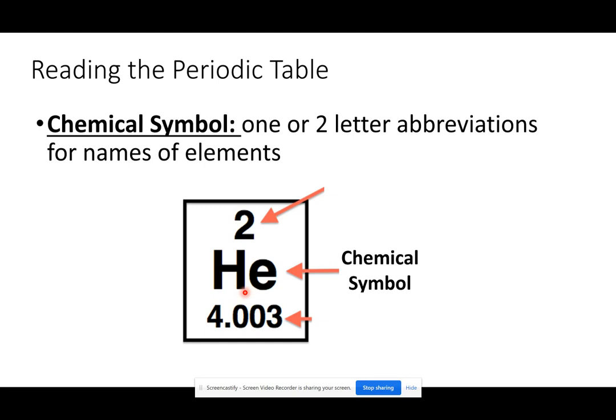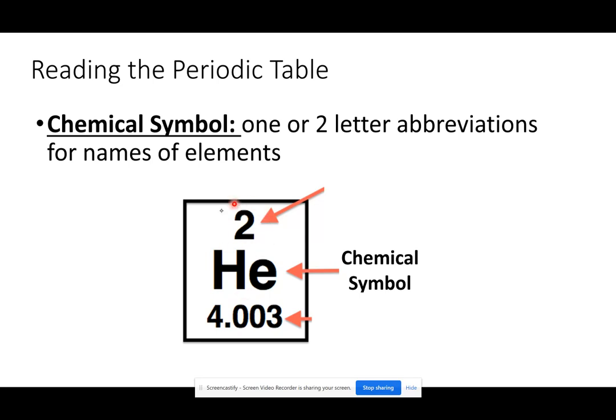As the semester progresses, you're going to just automatically need to know that He is helium and Ca is calcium and C is carbon. The more familiar you are with the chemical symbols, the better you're going to do this semester. The only way to get really good at these chemical symbols is just to practice with them, spend some time with them. So chemical symbols, the 1 or 2 letter abbreviations.